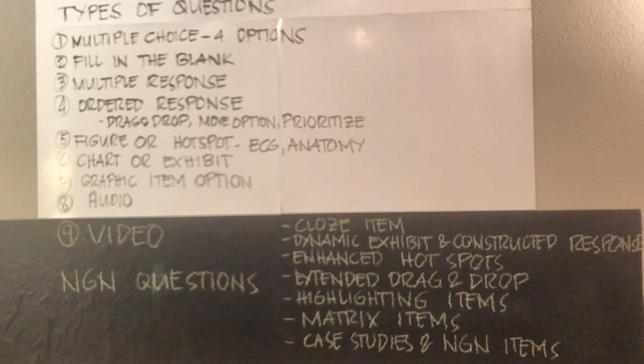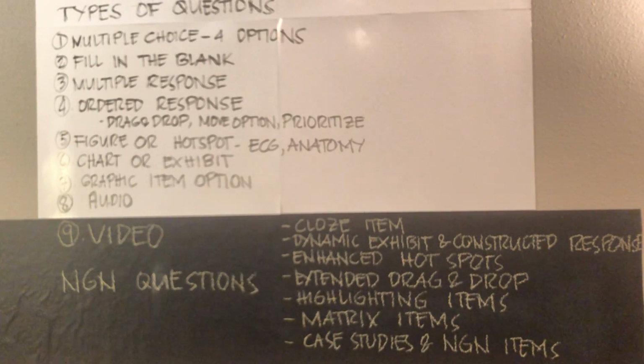Number 1 is multiple choice questions. When I took the exam 15 years ago, I was given 5 options to choose my answer from. And now the book says that you have 4 options. So you may be given a client situation and you'll have to choose among those 4 options which one is the correct answer.